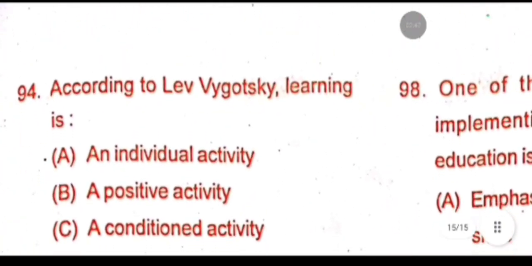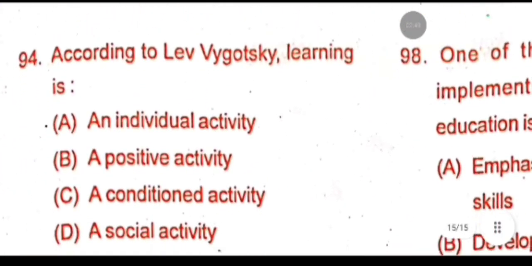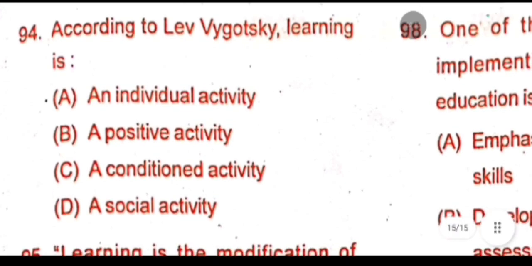Next question, 94. According to Lev Vygotsky, learning is: option A, an individual activity; option B, a positive activity; option C, a conditioned activity; option D, a social activity. Correct answer is option D, a social activity.